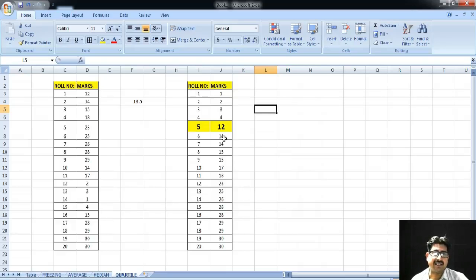Obviously Excel will help you to understand these basic concepts of statistics by experimenting. So what I trust always is learning by experimenting. So you should experiment a lot.